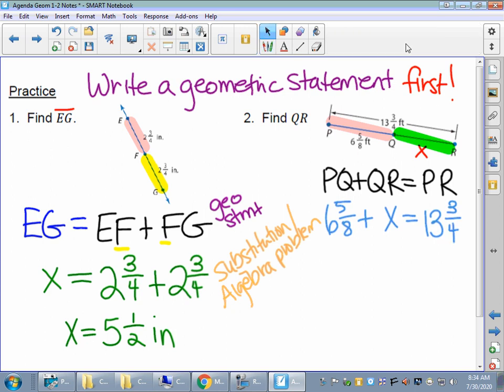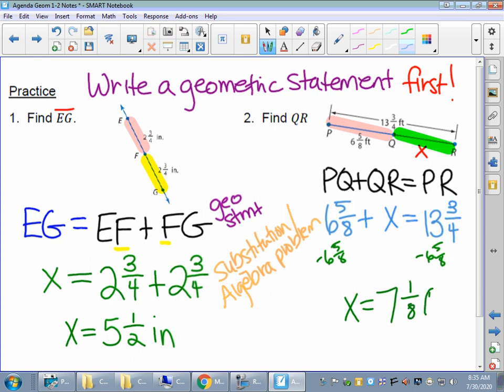When it comes to geometry, show your algebra problem, show your substitution steps with your numbers in place of your geometric pieces. If you want to show minus 6 5/8, you can. If you don't need that, you don't have to show that, because I know that you know how to solve a one-step equation. So when you do that math, you're welcome for the fractions. I believe that comes out to 7 1/8 feet.